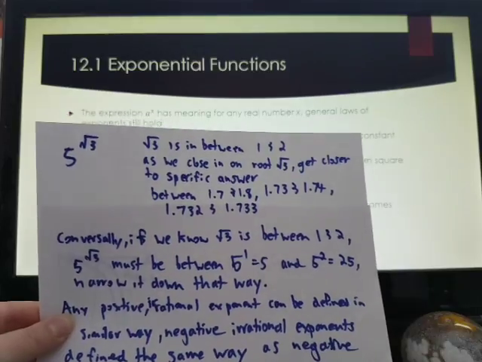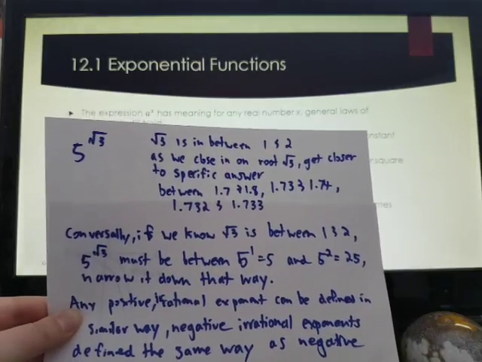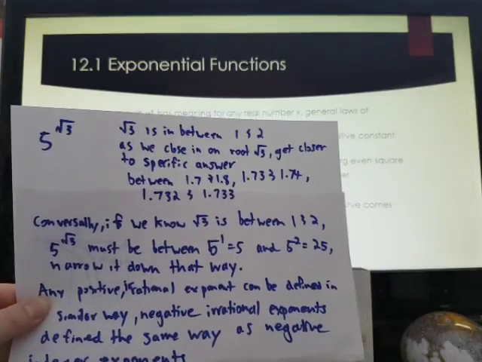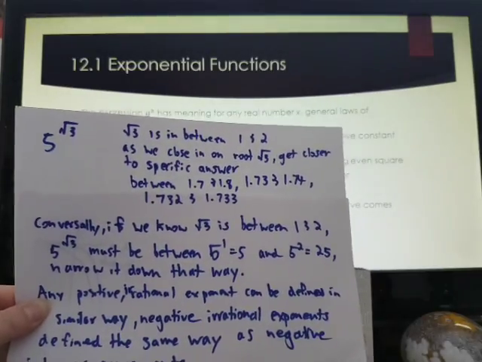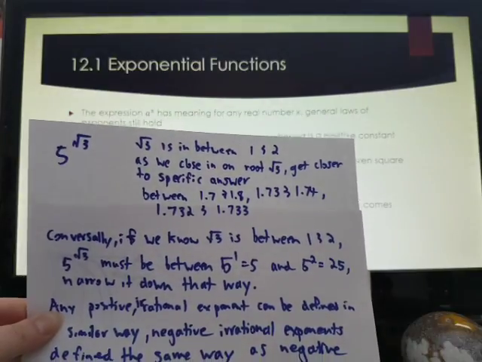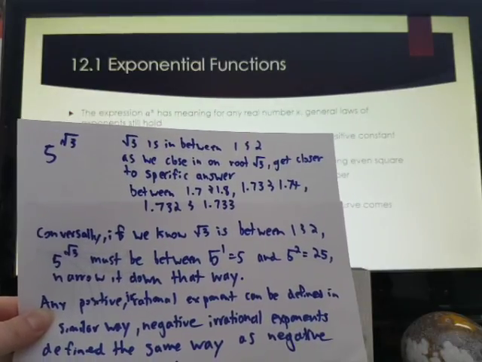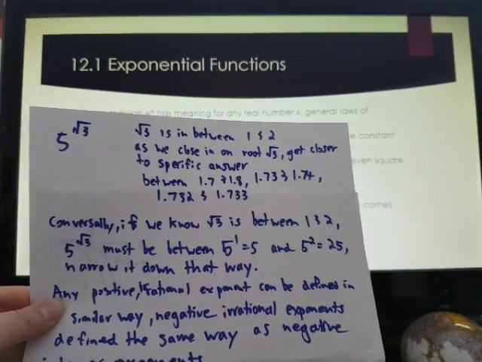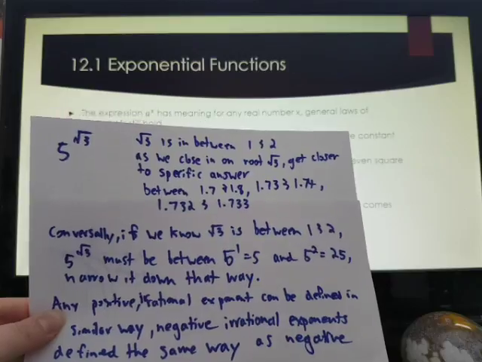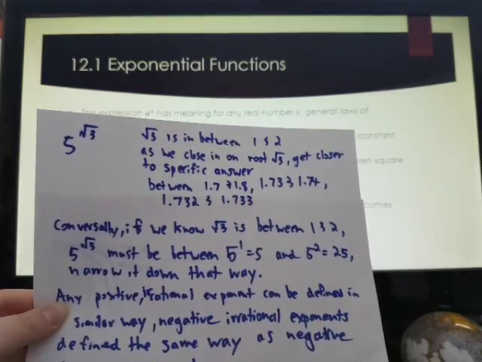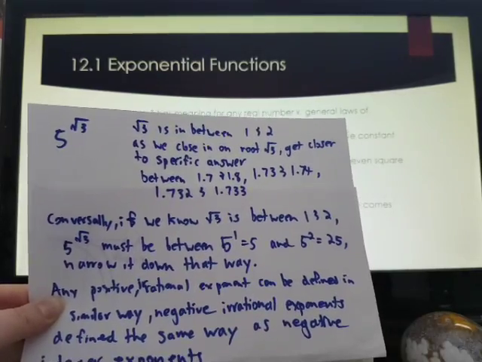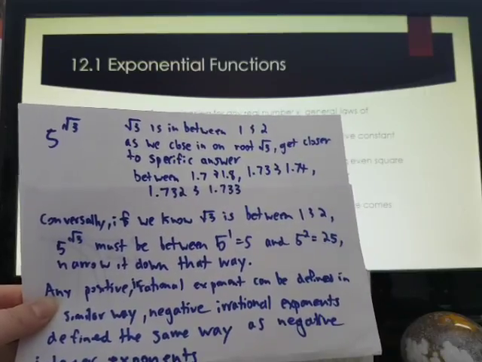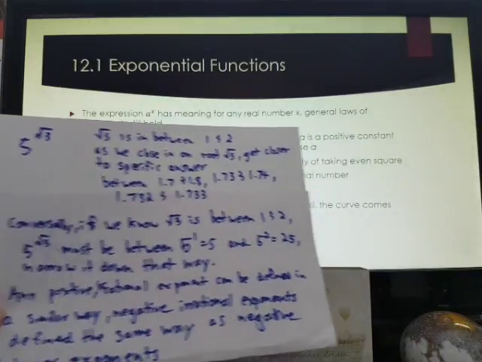So we know not only is it between 1 and 2, we know it's between 1.7 and 1.8. It's also between 1.73 and 1.74, so we're getting more and more specific. And finally, we know it must be between 1.732 and 1.733. And like I said, conversely, if we know that the root 3 is between 1 and 2, then we know that 5 to the root 3 must be between 5 to the 1, which is 5, and 5 to the 2, which is 25. So the number we're looking for is somewhere between 5 and 25. So we can also narrow it down that way.